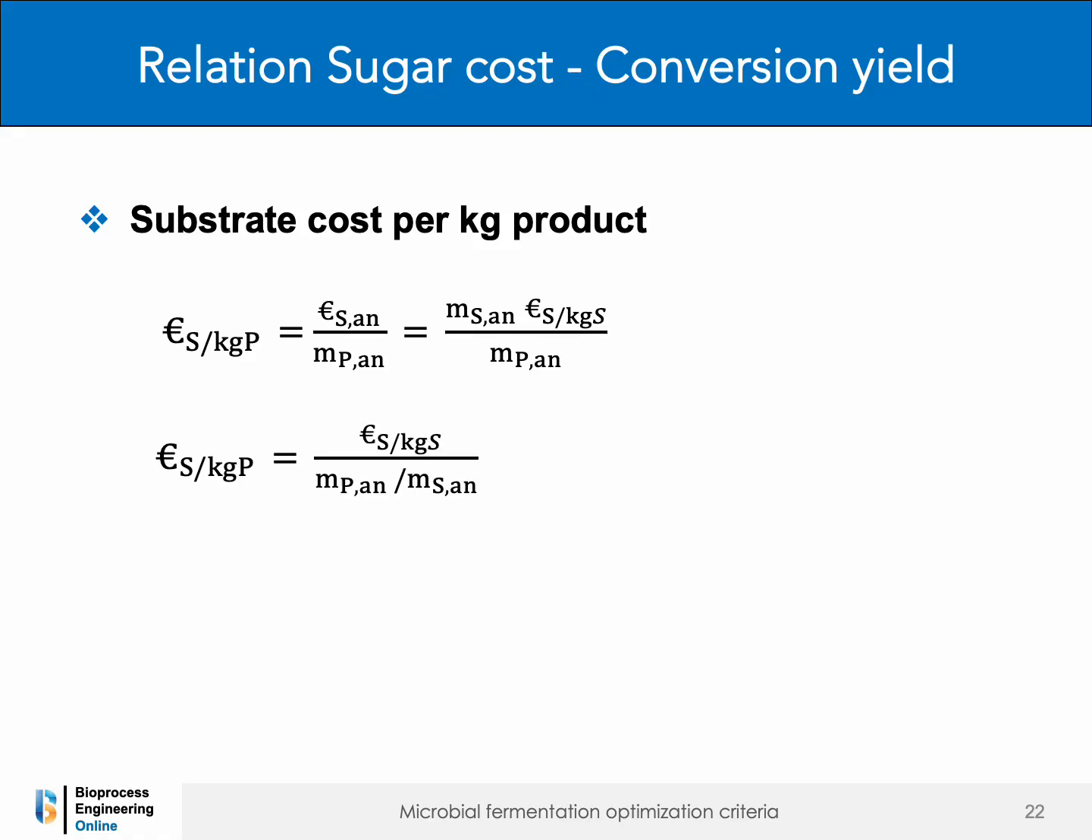The sugar cost per kilogram of product can therefore be expressed as the unit sugar cost, divided by the ratio of the annual product mass to the annual sugar consumption mass, which corresponds to the substrate-to-product conversion yield, YP over S. Thus, the sugar cost per kilogram of product is inversely proportional to the conversion yield YP over S: euros S per kilogram P equals euros S per kilogram S, divided by YP over S. As the substrate-to-product conversion yield increases, the sugar cost per kilogram of product decreases.